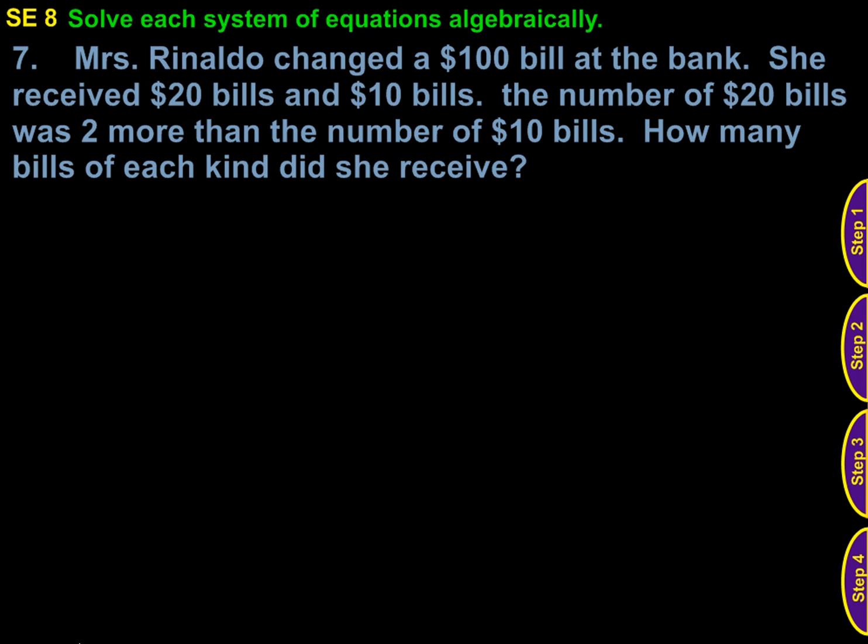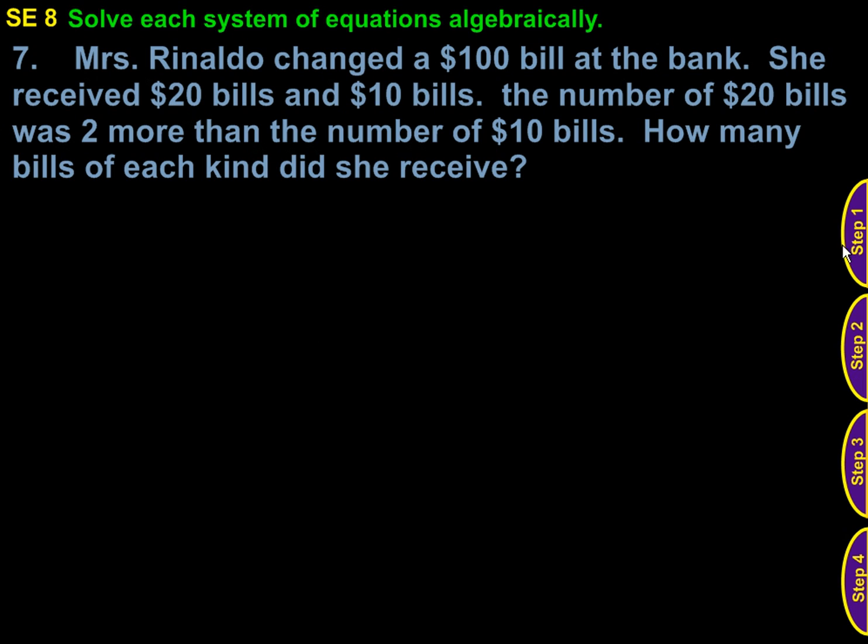The next problem we're going to take a look at is problem number 7. And it says Mrs. Ronaldo changed a $100 bill at the bank. She received 20s and $10 bills. The number of $20 bills was 2 more than the number of $10 bills. How many bills of each kind did she receive?